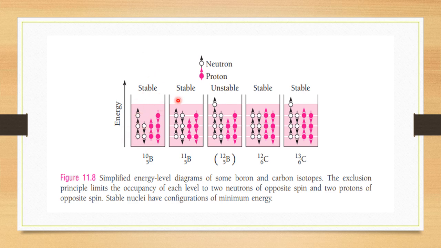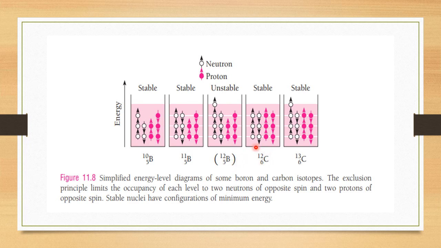This is almost stable. Here we can see it is boron 5, 11. Here the neutron level is filled and one proton level is not filled. Even then it is stable. You can see here it is 5, 12. So 7 neutrons are there. One of the neutrons is above the level and there is a vacancy in the lower level. So this isotope of boron is unstable.